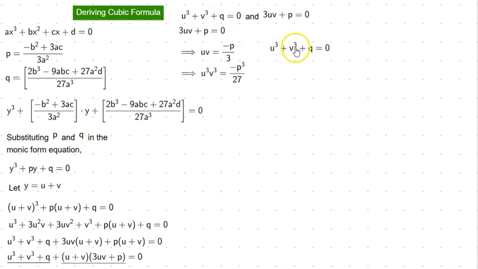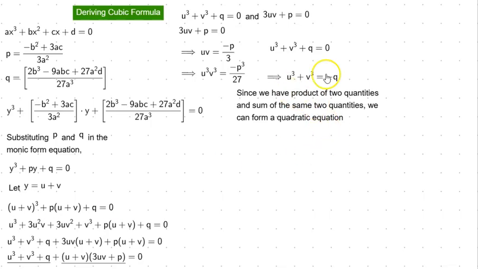u cube plus v cube plus q equal to 0, which implies u cube plus v cube equal to minus q. So now, again, we need to be observant enough to recognize that we have the product of two quantities and the sum of the same two quantities. And since we have the product and sum of the same two quantities, we can form a quadratic equation. So let the quadratic equation be in t.